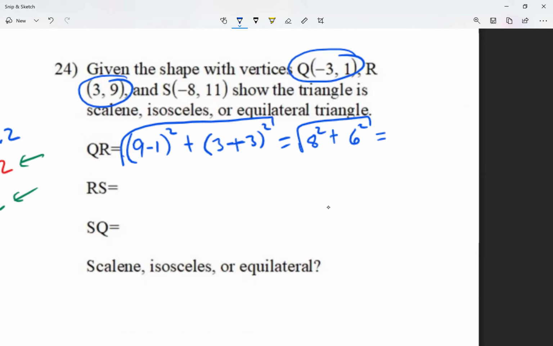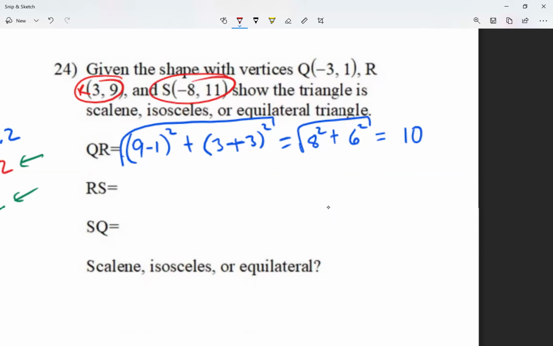And I go to my calculator. I'm not going to show you, but you guys have access to a calculator through Canvas. So square root of 8 squared plus 6 squared. Happen to type it in and it says 10. Okay. Don't have to round. That's good. Now for the segment RS, I'm going to use the coordinates of R. By the way, this is R right here, and then S. Right? I see the R right there at the end. So I'm using the coordinates of R and S.